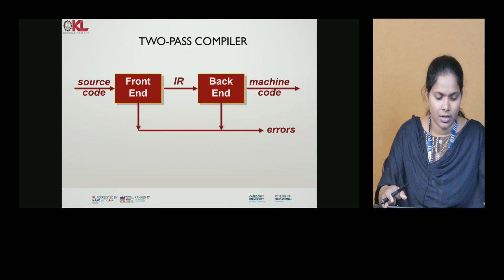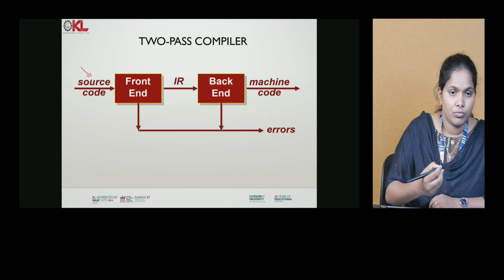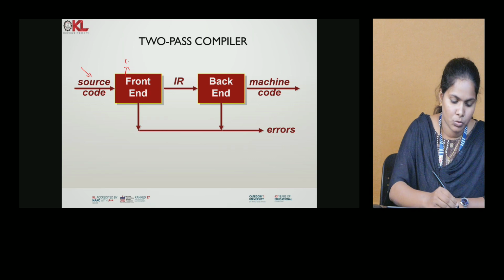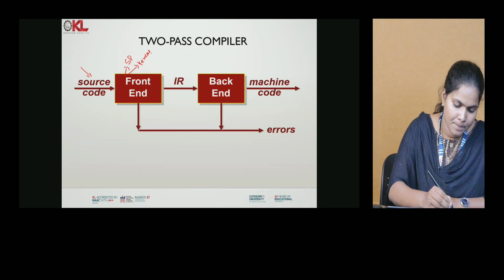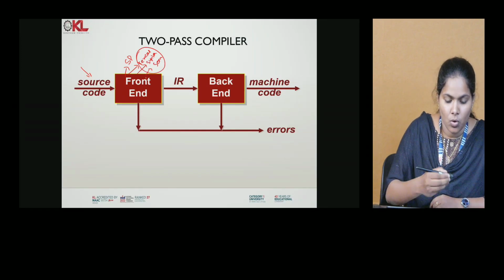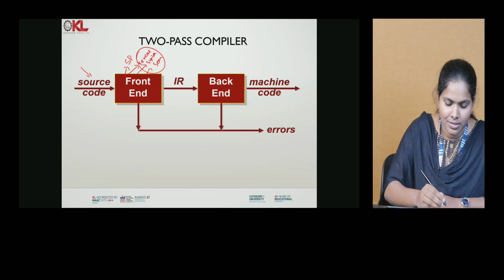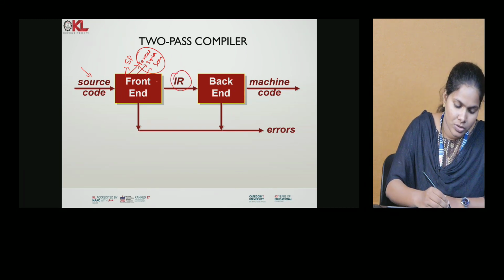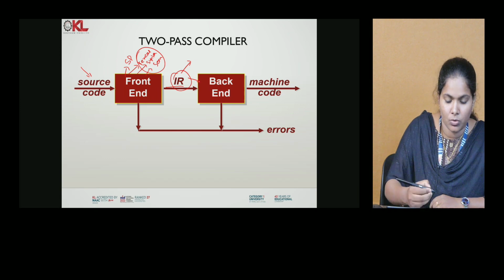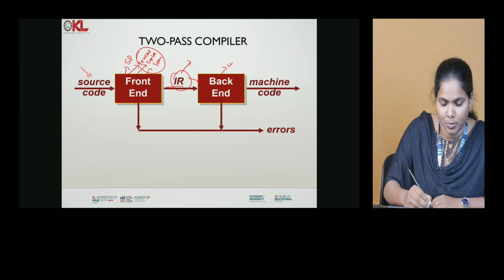Previously I told you that the source code goes to the front end. The front end is totally dependent on the source program, and it has lexical analysis, syntax analysis and semantic analysis. These three are combinedly called the front end. After that, the next one is intermediate code generation. The output of the front end will be the intermediate code, and this intermediate code will be the input for the back end, which is code optimization and code generation.